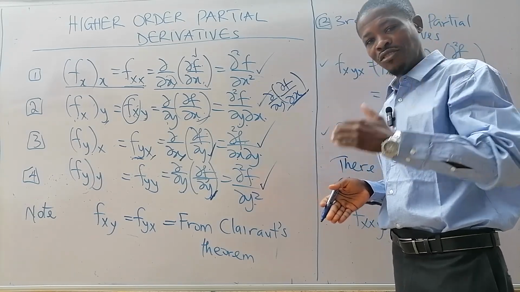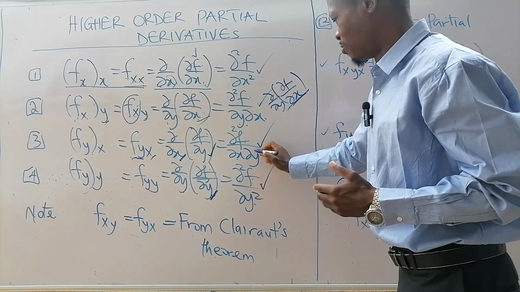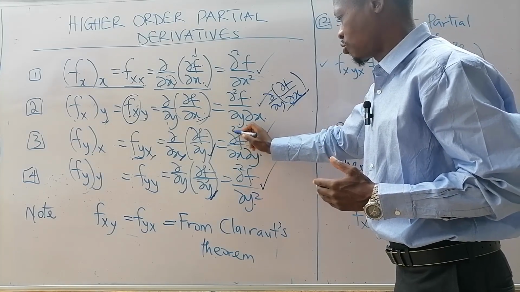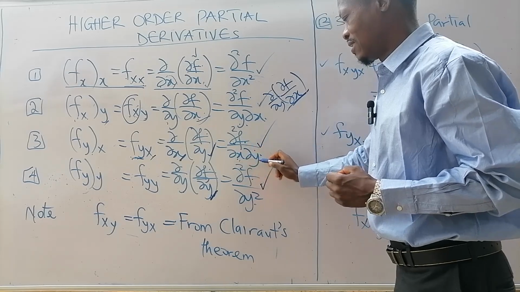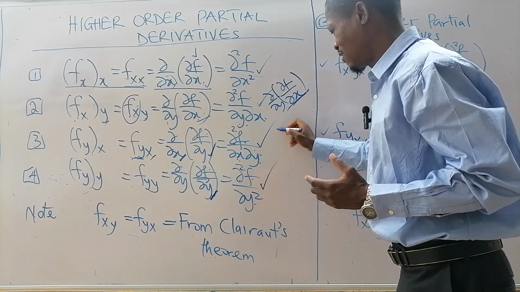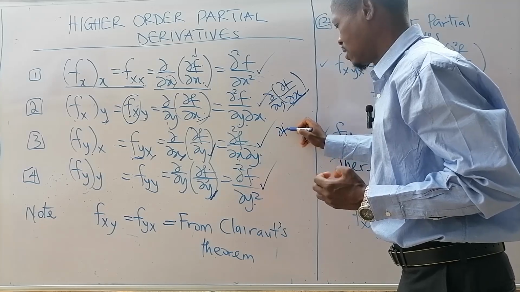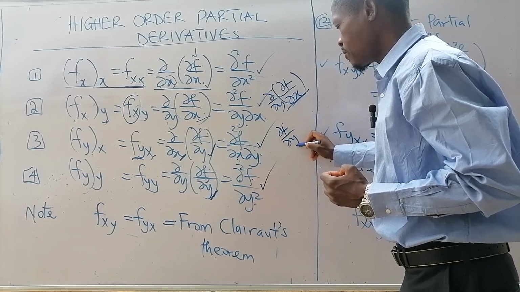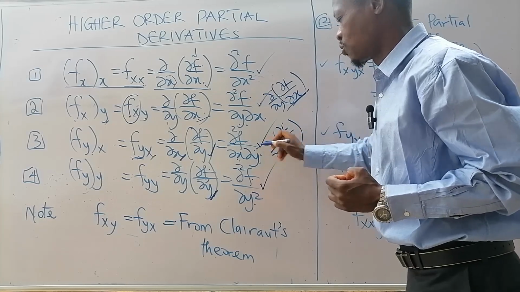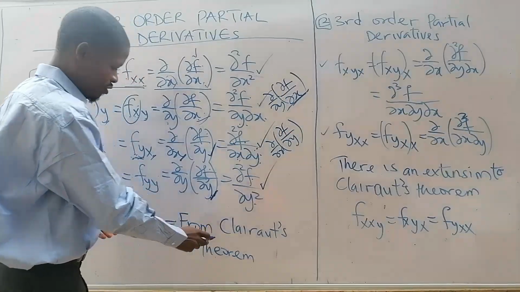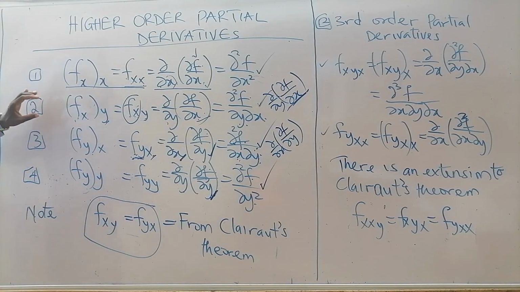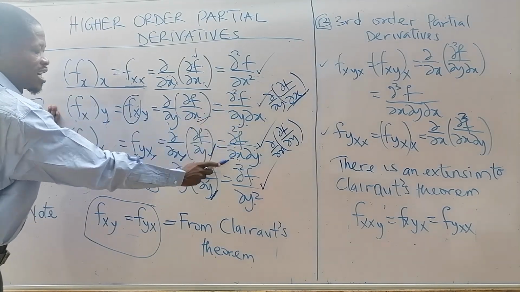Subscript notation, you start from what? From left to right. Let me also buttress more on this third one. So you have del square f, del x, del y. It's very simple. You start from what? From the right, you get your del f, del y, and then you differentiate that with respect to x for this one. For Clairaut's notation, this and this are equal. I mean, the second and the third one, they are equal.